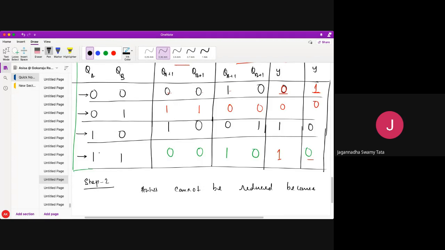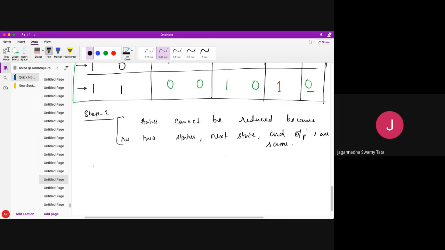So there is no possibility of state reduction, because no two states have the same next state and outputs. Understand? So state reduction is not possible. Okay, step 2 you will understand whenever I do the next example.